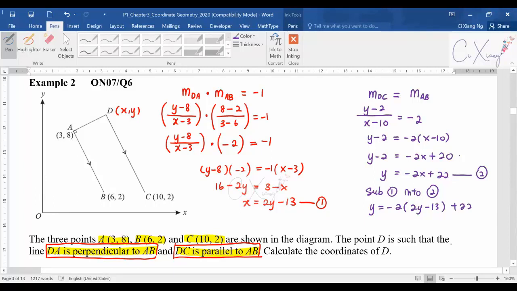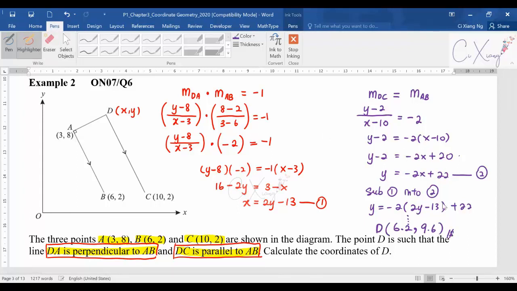Okay, so if I didn't do any careless mistake and you try to solve it, I'm not going to show you the detail. So you try to solve it, you should get the coordinate of D, which is 6.2 and also 9.6. If I didn't do any careless mistake, right? So please correct me if let's say there's something wrong in the steps here.